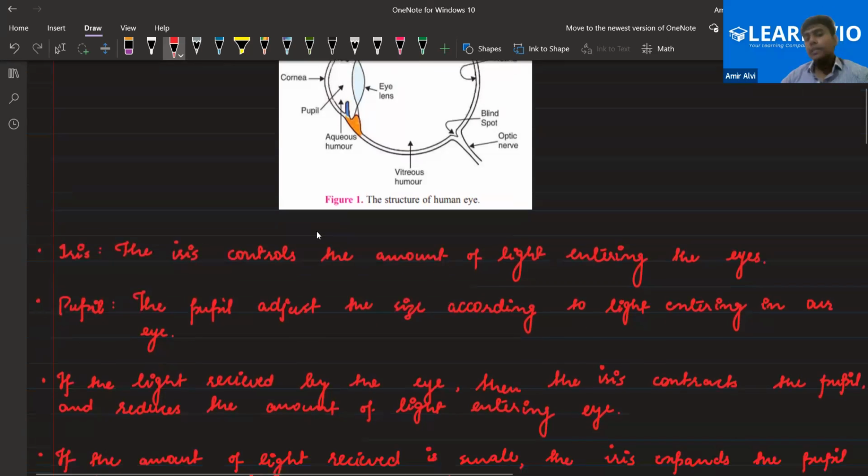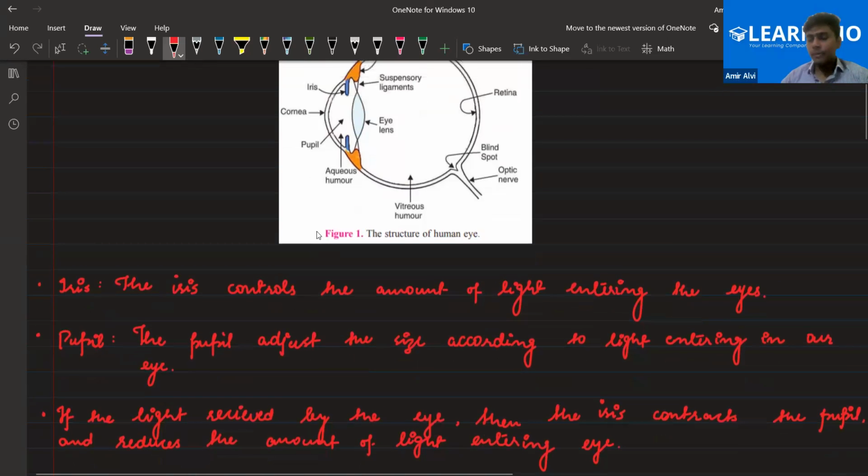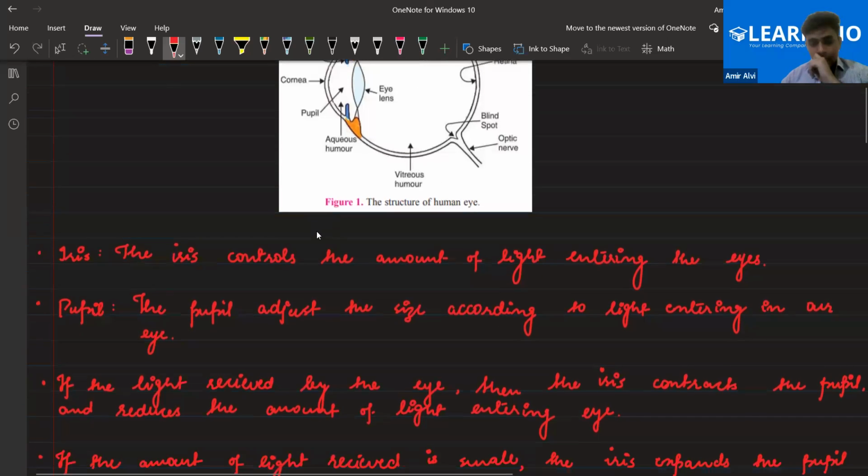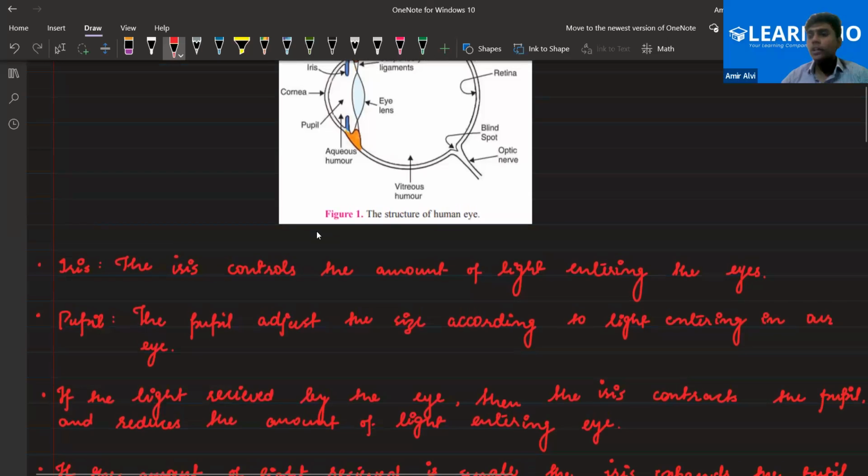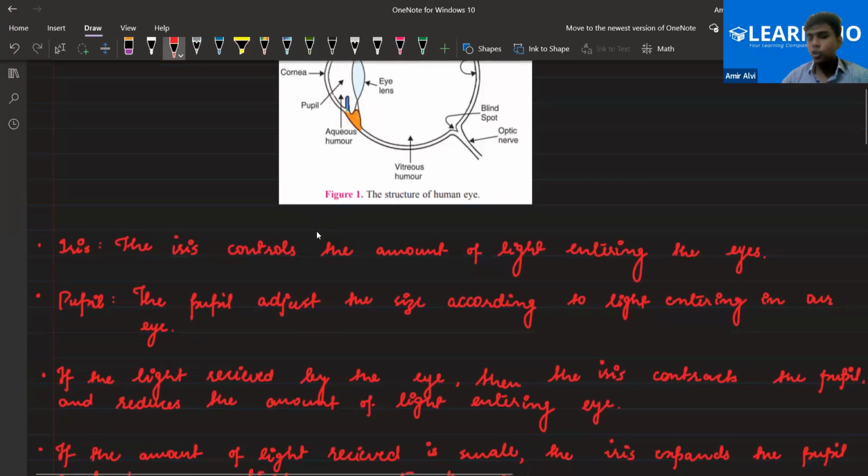Okay, so the iris is the pigmented structure which controls the amount of light entering into the human eye, right? The iris also gives the color to that structure. The color of the eye, whether it's blue, black, or anything, is due to the iris as well. Clear, everyone? That is a secondary function, but the main function of the iris is to control the amount of light entering into the human eye.